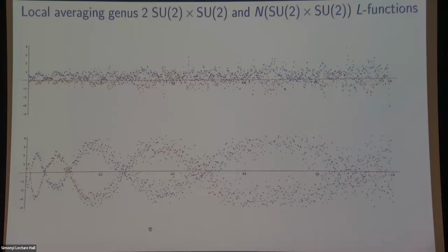In this plot, I'm doing SU2 cross SU2 versus the normal divisor of SU2 cross SU2L functions. And here you'll see that with the local averaging, we definitely can pick up oscillations where I claimed I could see them. But here, not so clear what's happening. So the dyadic averaging was smearing it out. Yeah, the dyadic averaging was smearing it out. That's my takeaway from these experiments.